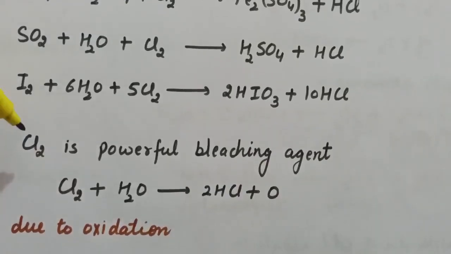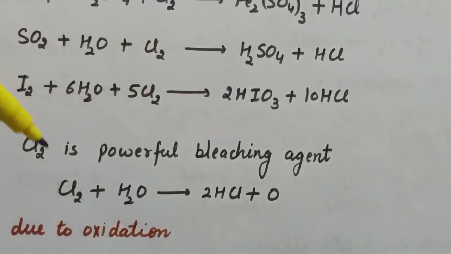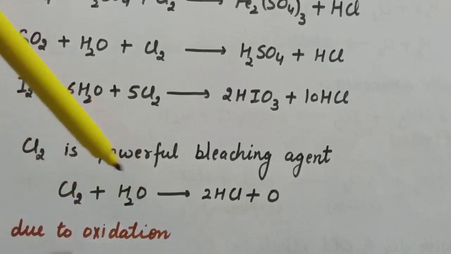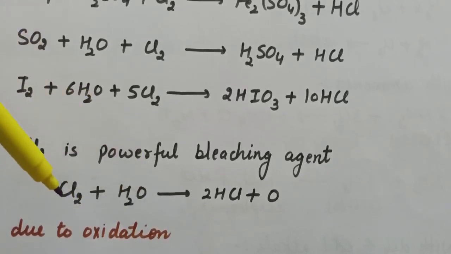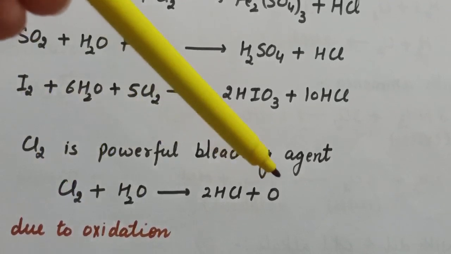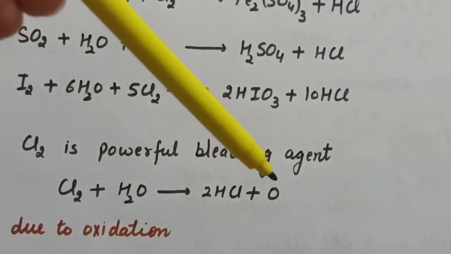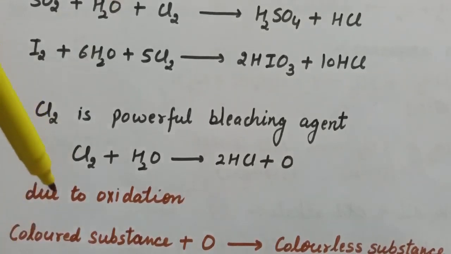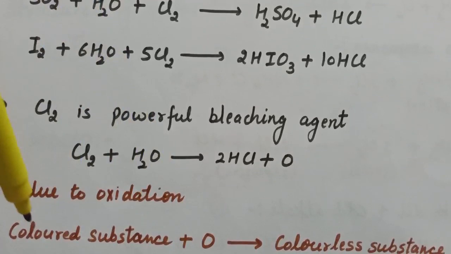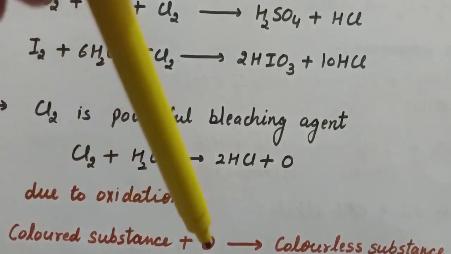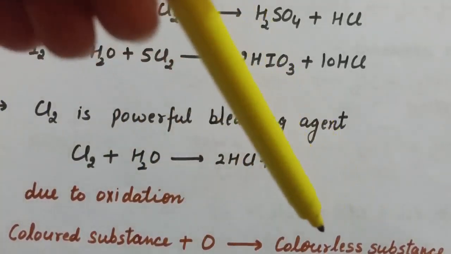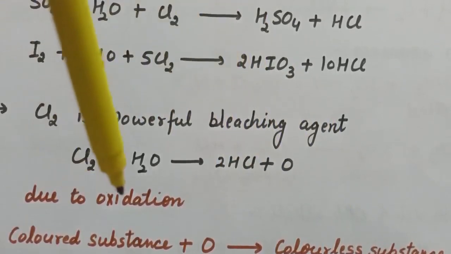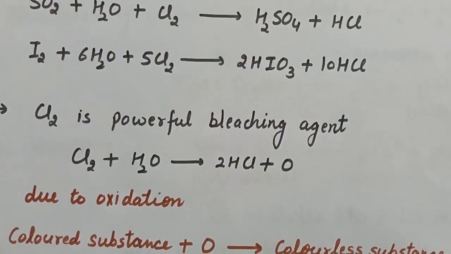Now next property is Cl2 is a powerful bleaching agent. This is the reaction: Cl2 plus H2O, and when it stands for a long time, HOCl, that is hypochlorous acid, forms, which releases nascent oxygen, and this is responsible for the bleaching action. That is, bleaching action is due to oxidation. For example, colored substance plus oxygen gives a colorless substance. So chlorine is a powerful bleaching agent, and bleaching action is due to oxidation. So these are the chemical properties of chlorine.